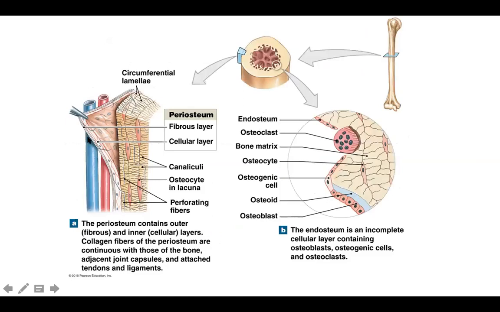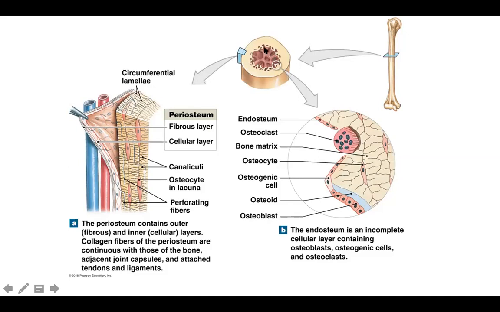We have the periosteum here, with the inner cellular layer and the outer fibrous layer. Okay, and then you can see the little perforating fibers that come through. This helps the ligaments and tendons attach into the bone better.